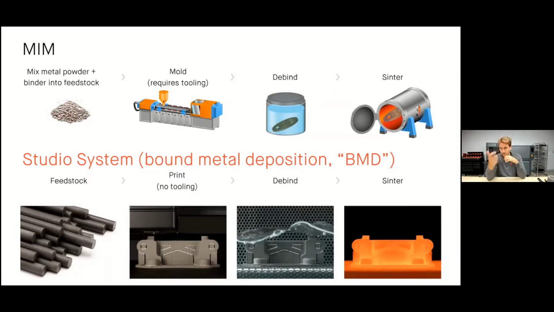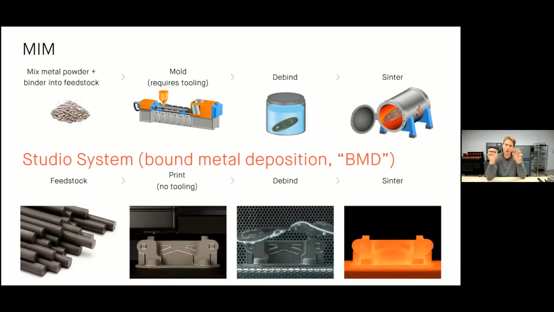But then we're going to put it into a debinder. That's going to remove most of the binder material out of that part. Then you're going to go into the furnace. The furnace is going to get just below the melting temperature of the material. It's going to remove the last bit of binder holding the part together, and you're going to sinter your part into a strong, dense metal part.